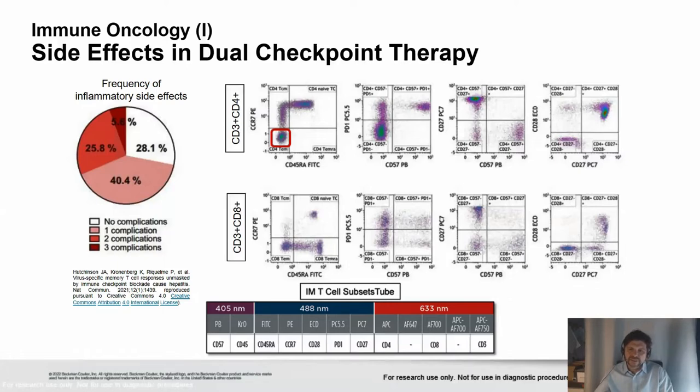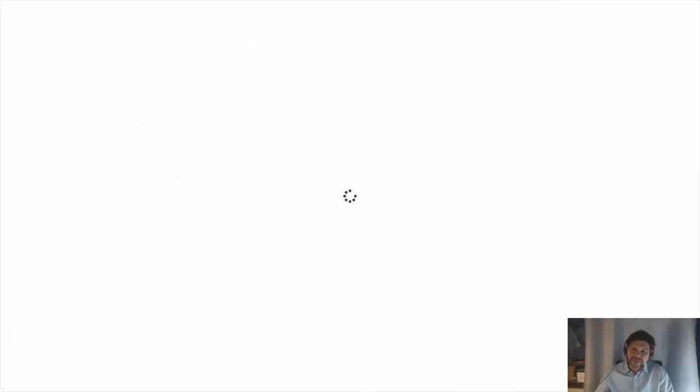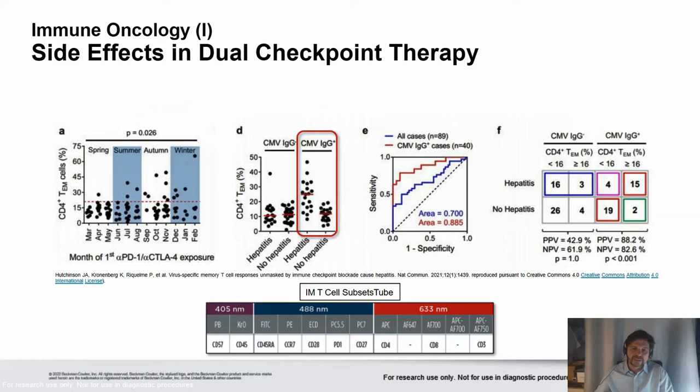And using the IMT cell subset tube, among some other tubes, Hutchinson and colleagues were able to identify that a certain subpopulation of the CD4 positive T helper cell compartment, or the proportion of this subpopulation, could be a predictor of the development of hepatitis in dual checkpoint therapy. And here's some more detail to that.